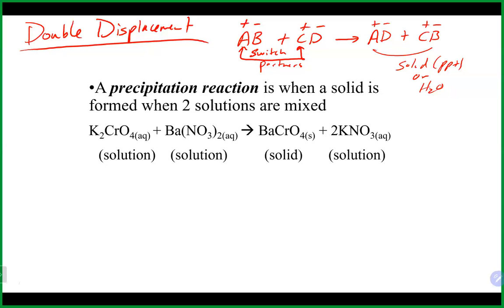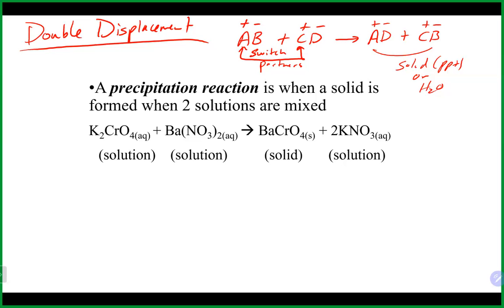So double displacement reactions basically take care of those two reasons why a reaction takes place. Either as a result of a double displacement reaction, you're going to make a solid or a precipitate, or you're going to make water. And that's basically what happens. And again, everything else is electrons being transferred and redox basically happening.